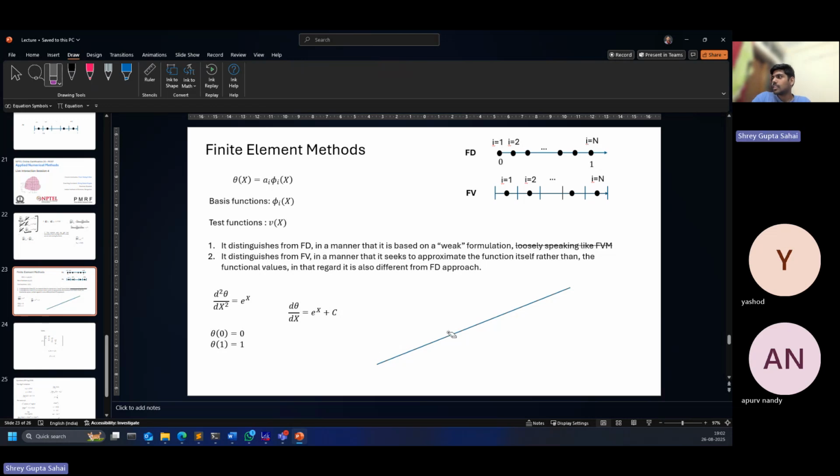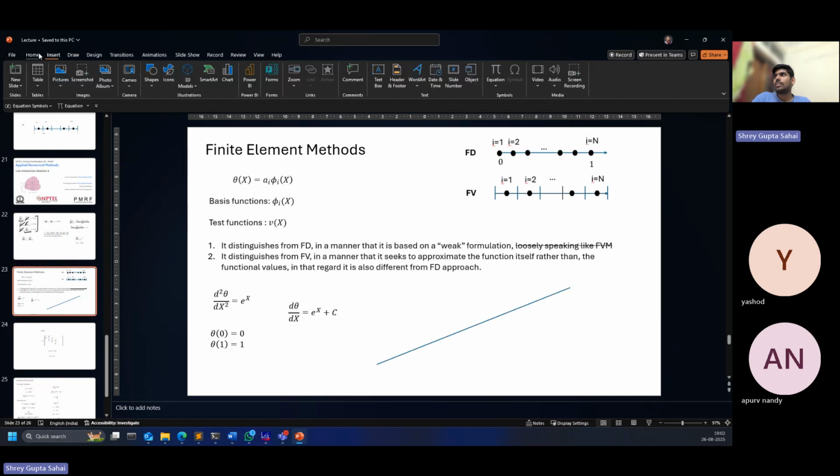So this weakness is just a temporary weakness. It's not like it gives a wrong solution or something. It's a temporary weakness, only that the formulation is based on this idea of minimizing the error over a region rather than at a certain point. That is the first thing.